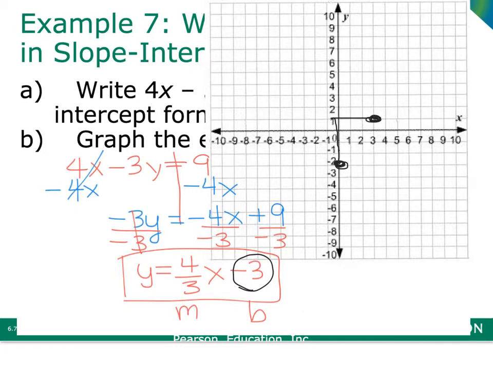I can continue to do that if I want. Up, 1, 2, 3, 4, over 1, 2, 3, dot. Graph a line between those points, and you have officially sketched the graph.